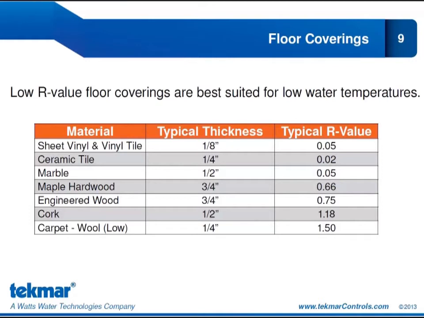I was able to find this data from the Radiant Professionals Alliance website. So you can see we have sheet vinyl and vinyl tile, ceramic tile, and marble, and all of these materials have a very low R value. So they work really well with the low water temperature radiant installation. Maple hardwood, we have a typical R value of 0.66. That's still not bad. Engineered wood 0.75, cork at 1.18, and if we're looking at low profile wool carpet, that has an R value of 1.5.